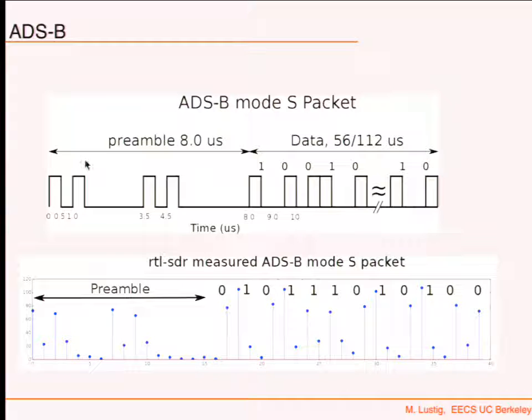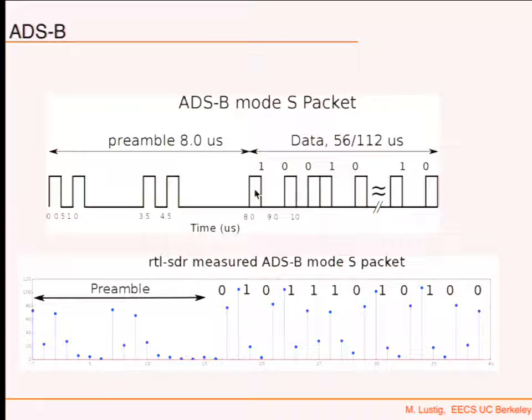So there are two different types of packets: a short squirt and a long squirt. The short one is 56 bits. The long one is 112 bits. And it is encoded with what's called Manchester encoding. It's on-off keying, so the packets are amplitude modulated. Normally with amplitude or on-off keying, a bit of 1 is when there is something, and a bit of 0 is where there isn't.